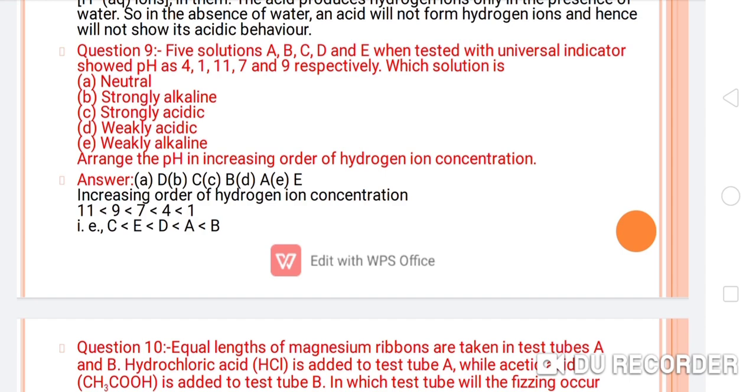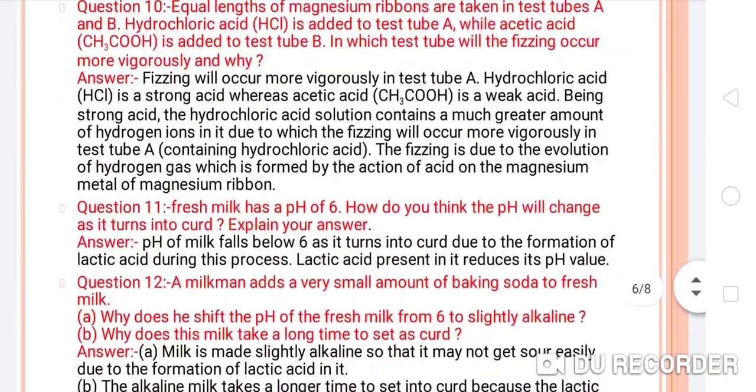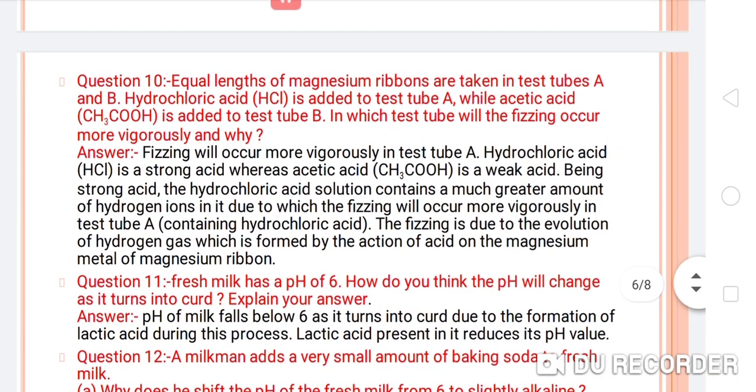So students, the answer in order will be 1, 4, 7, 9 and 11, that is B, A, D, E, C. So here is the answer. Now next, question number 10.